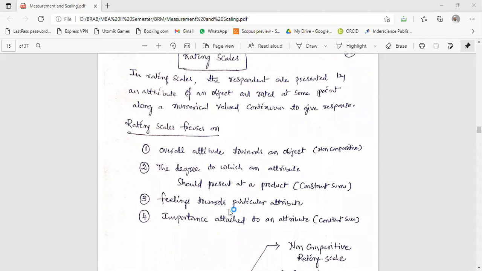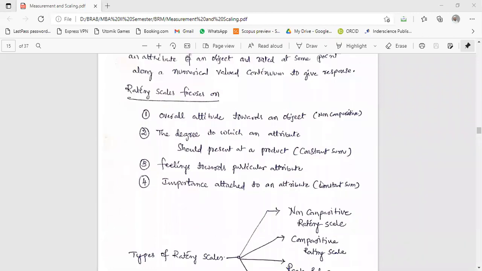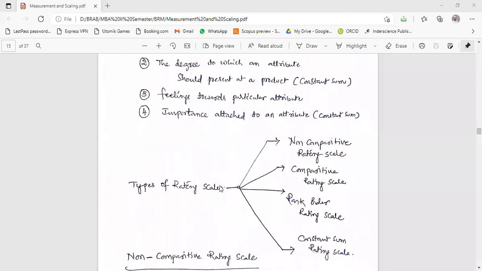The degree to which an attitude is present towards an object. What is the constant sum, like that? So these are all the rating scale names: feeling towards a particular object, attribute, and importance attached to an attribute. So these are the types of rating scale: non-comparative rating scale, comparative rating scale, rank order rating scale, and then constant sum rating scale.